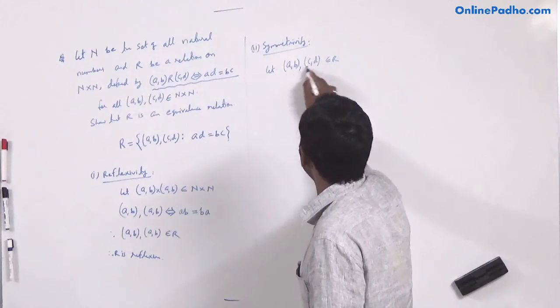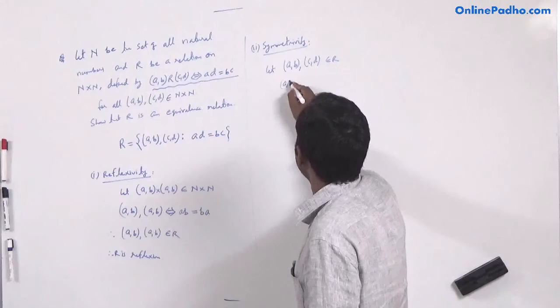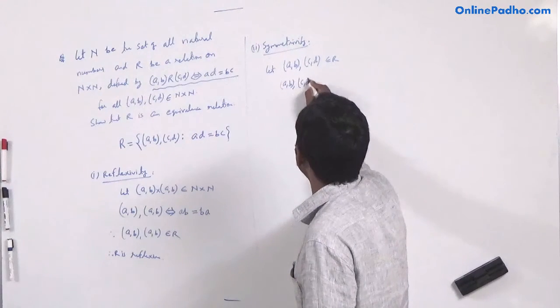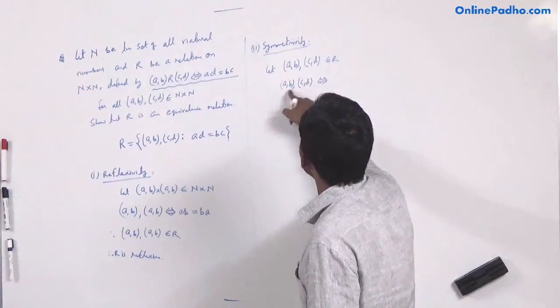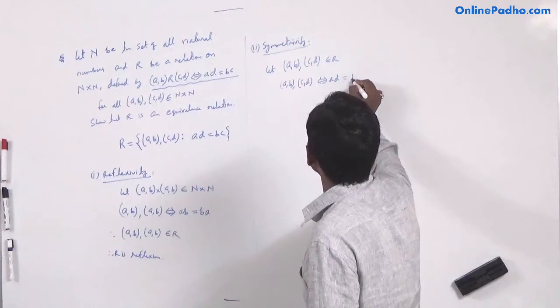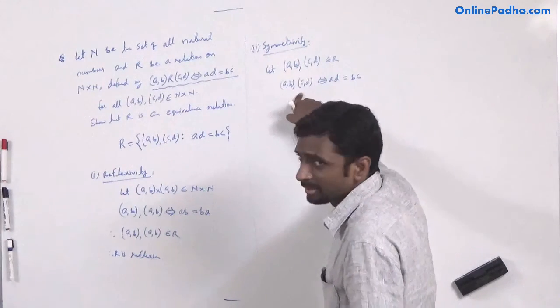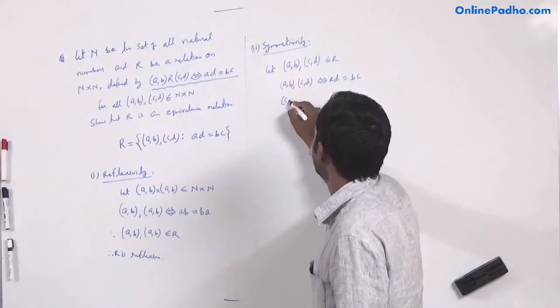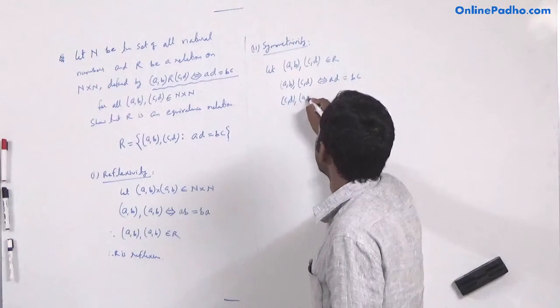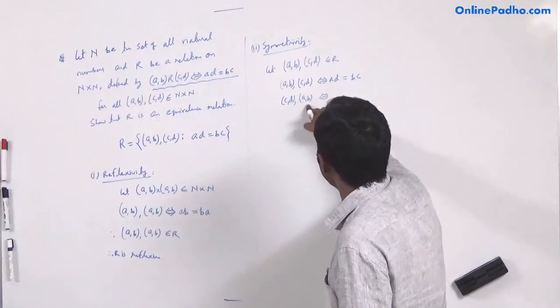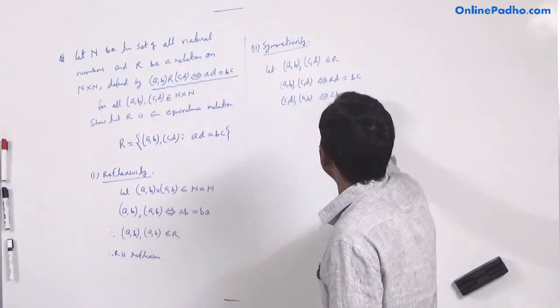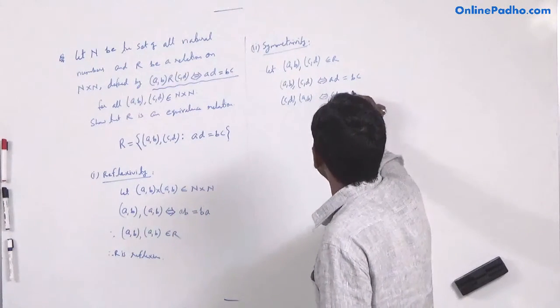So let us consider (A,B),(C,D) belong to the relation. This can be written as AD is equal to BC, right? And if you consider (C,D),(A,B), then again same thing. First multiply last, that is CB, is equal to third multiply second, that is DA.